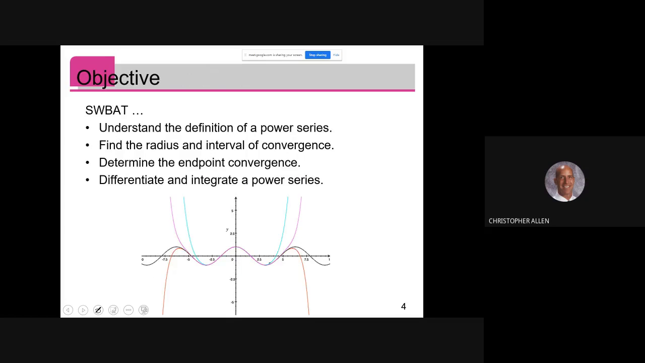There are 4 objectives today, okay? This is section 8.8, it's on power series. We want to be able to understand the definition of a power series, find the radius and interval of convergence, determine the endpoint convergence, and differentiate and integrate power series. So I'm going to try to hit all 4 of those things today and try to hit those in some detail.